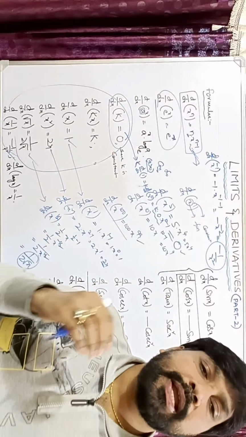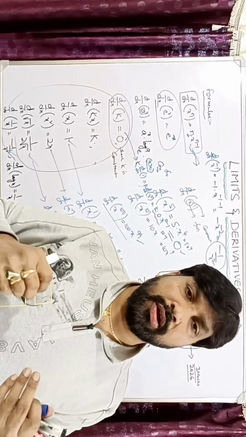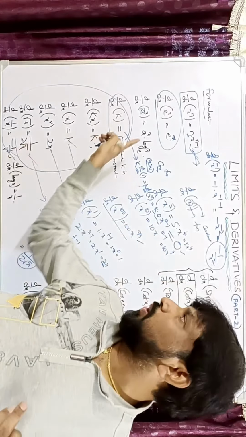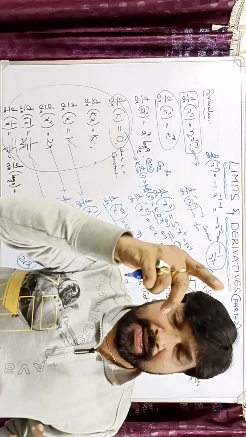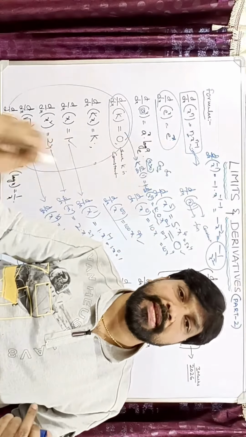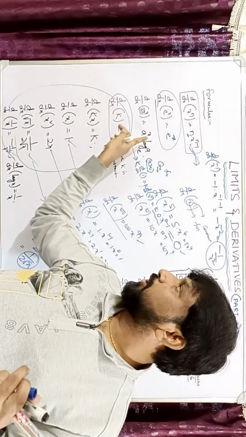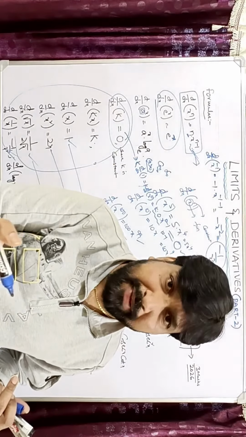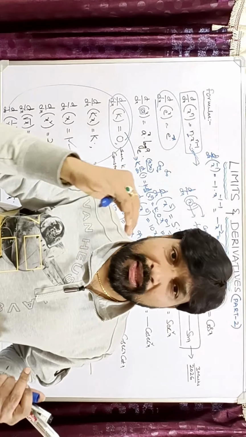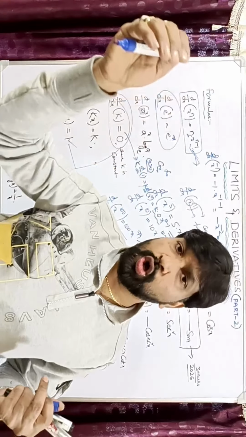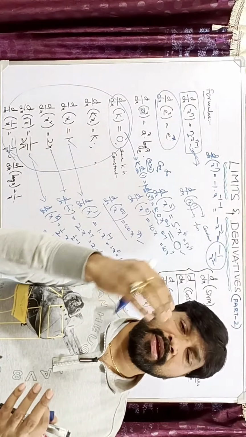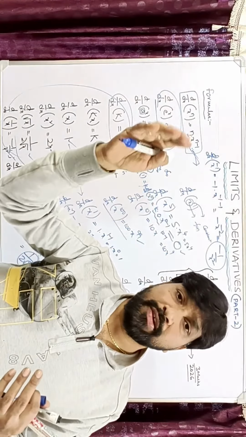For example, d by dx of 2 power x. You consider a is equal to 2. What is the formula according to this? 2 power x into log 2 base e. That's all. Can you tell the formula for d by dx of 3 power x? What is the formula? 3 power x into log 3 base e. That's all. D by dx of 5 power x is 5 power x into log 5 base e.